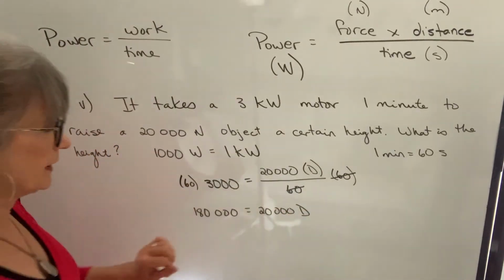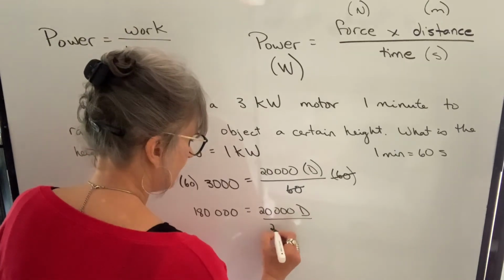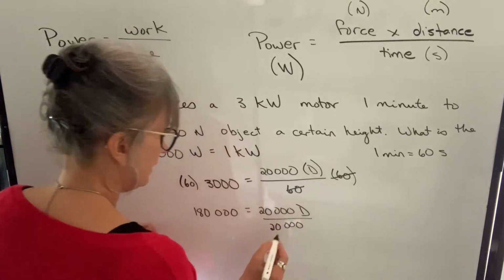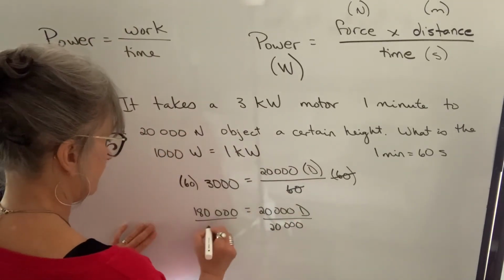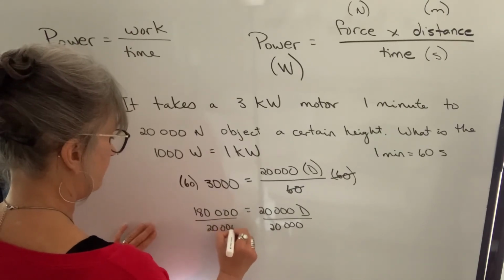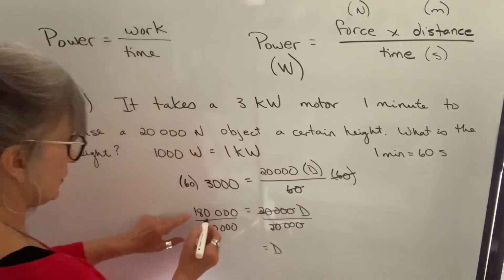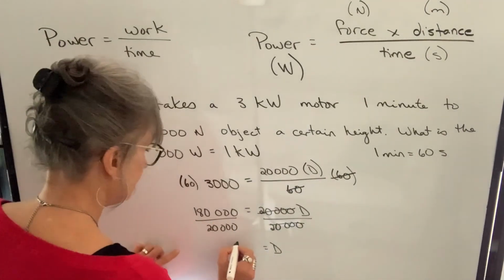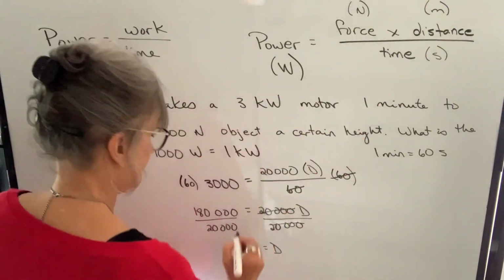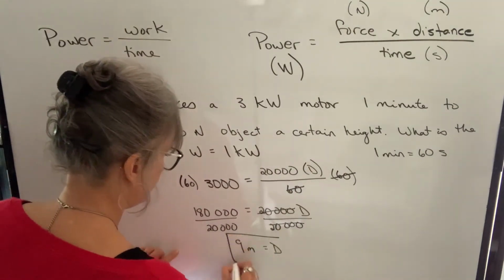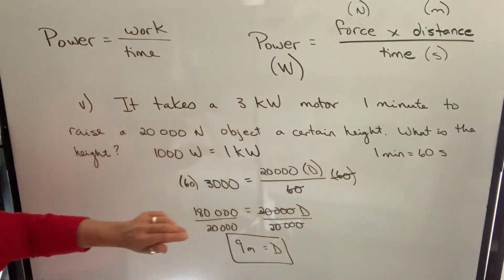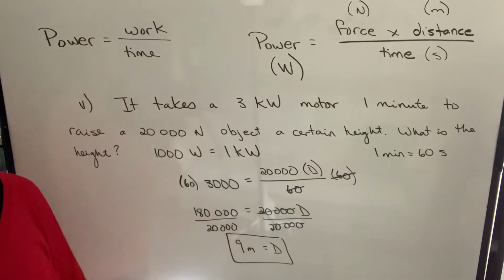Now I'm going to get rid of 20,000 by dividing. If I divide the right side by it, I need to divide the left side by 20,000 as well. We'll cancel here, and I'll simply be left with D. 180,000 divided by 20,000 is 9. Distance is in meters. So that motor lifted that object 9 meters.